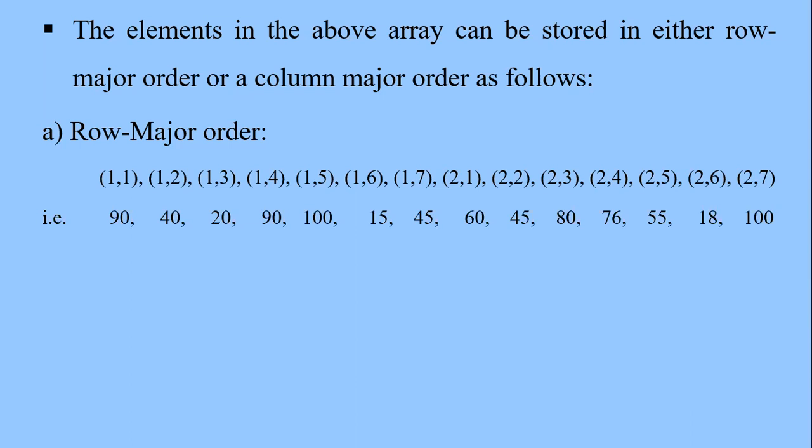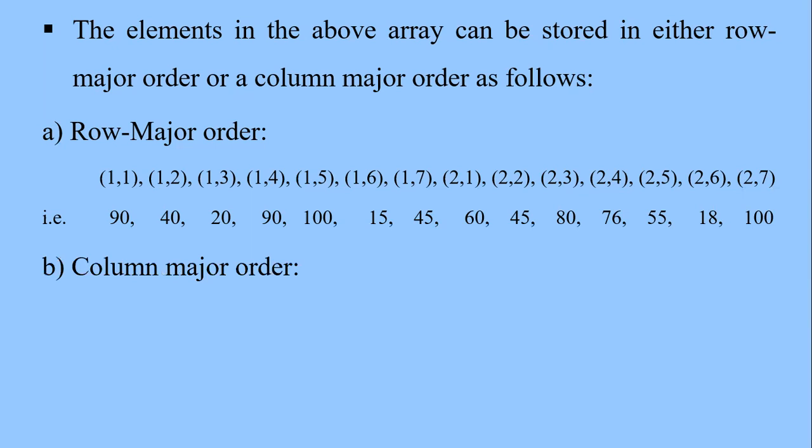40, row 1, column 3 refers to 20, row 1, column 4 refers to 90, row 1, column 5 refers to 100, row 1, column 6 refers to 15, row 1, column 7 refers to 45, row 2, column 1 refers to 60, row 2, column 2 refers to 45, row 2, column 3 refers to 80, row 2, column 4 refers to 76, row 2, column 5 refers to 55, row 2, column 6 refers to 18, and row 2, column 7 refers to 100.